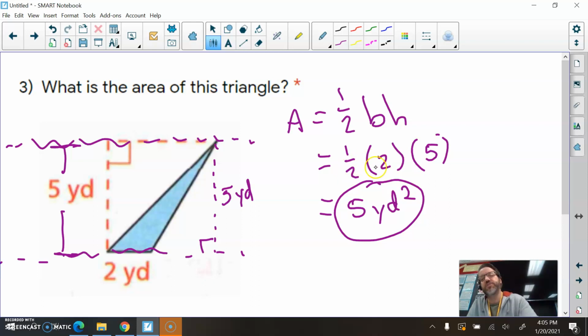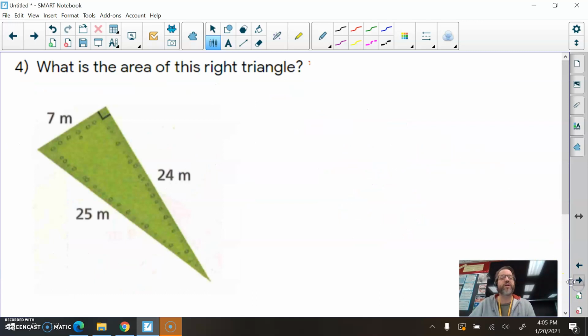So 0.5 times 2 times 5. Try it and see. Do you get 5 yards squared for your answer in each of those ways? You should. All right, let's look at number 4. What is the area of this right triangle?